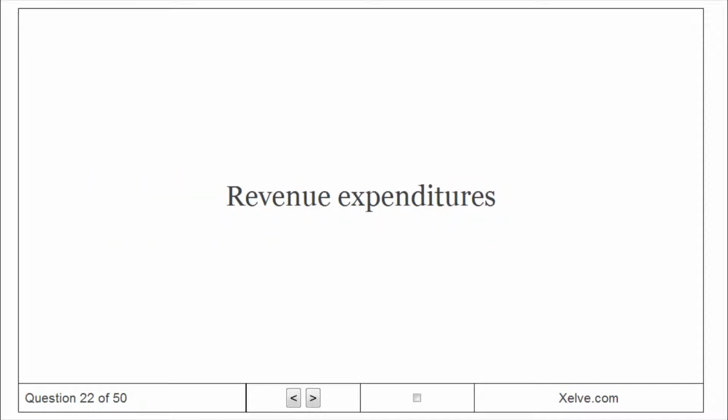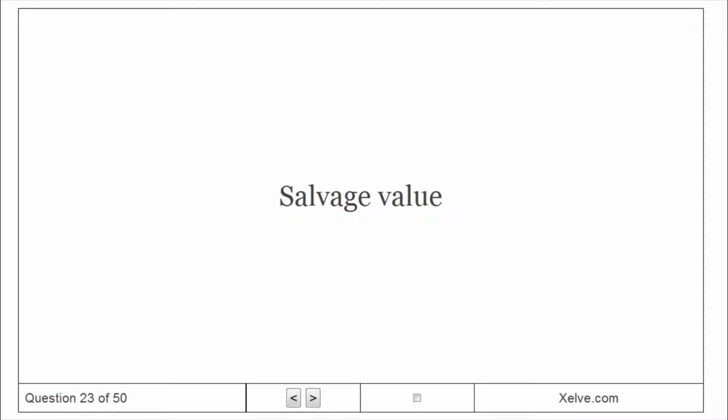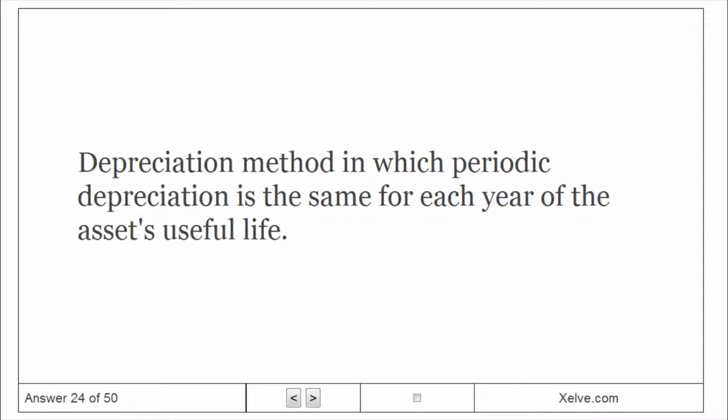Revenue expenditures. Expenditures that are immediately charged against revenues as an expense. Salvage value. An estimate of an asset's value at the end of its useful life. Straight line method. Depreciation method in which periodic depreciation is the same for each year of the asset's useful life.